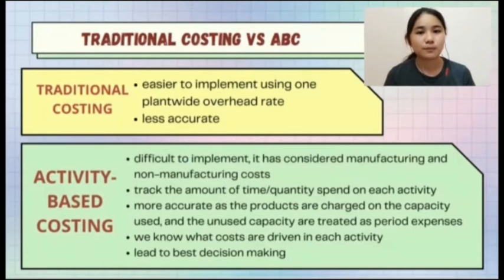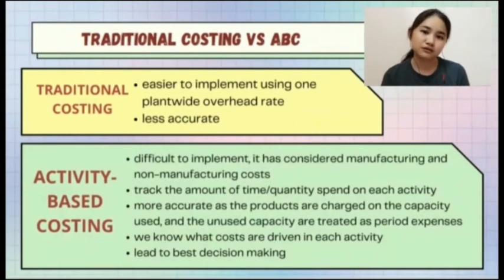Now we can make a comparison for unit cost between traditional costing and ABC. Since traditional costing is using one plant-wide rate on budgeted overhead, it will be easier to implement. But it has its disadvantages, where it is less accurate when we calculated the overhead cost compared to ABC system, where the ABC system is difficult to implement.